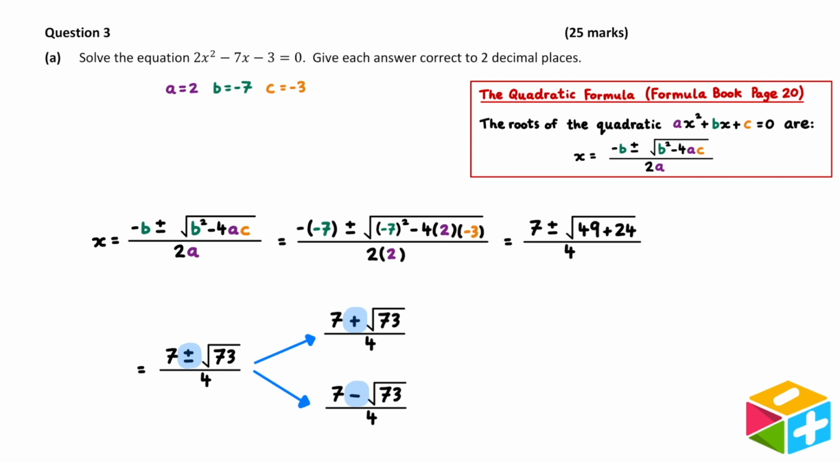Using our calculator, the first expression comes out as 3.886001. Since we are asked to give our answers correct to 2 decimal places, we can round this off to 3.89. Using our calculator, the second answer comes out as minus 0.386001. Rounding to 2 decimal places gives us minus 0.39.